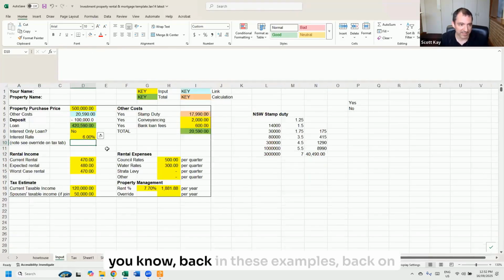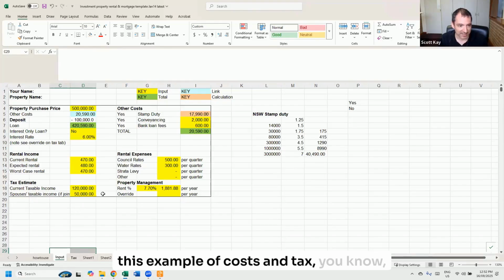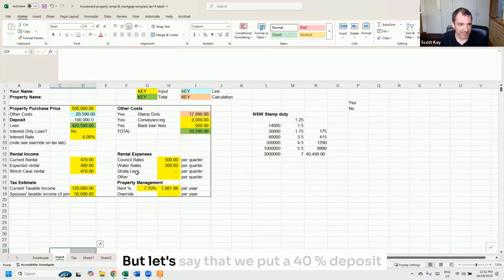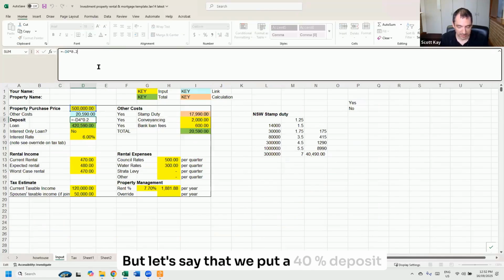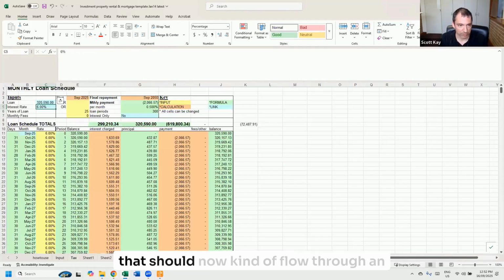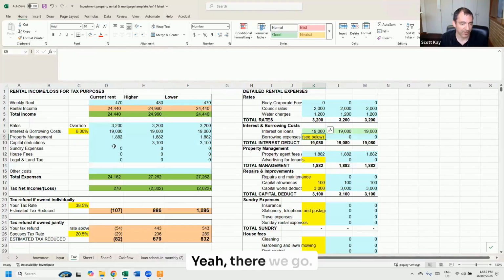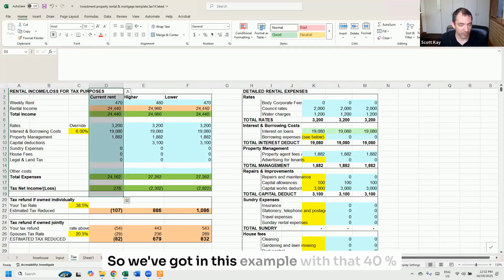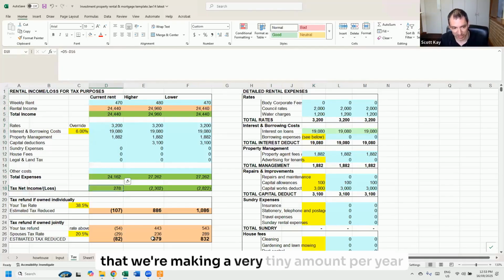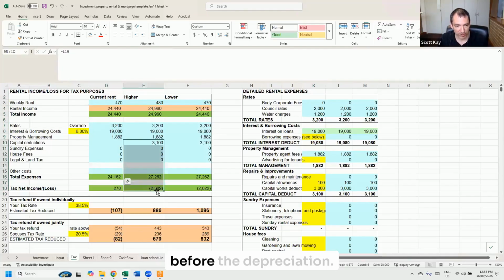So, back on this example of costs and tax, we've got a negatively geared rental property here. But let's say that we put a 40% deposit down. That should now all flow through an update. Yeah, there we go. So in this example with that 40% deposit, we've turned it into positive, in that we're making a very tiny amount per year before the depreciation.